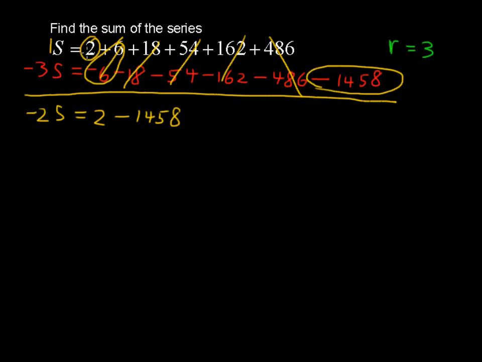It's going to be that first term, and then multiplied by whatever your multiplier is here, times the last term. So in this case, negative 1,458. So 2s, negative 2s, equals 2 minus, so we have a negative 1,456. Now all we have to do is divide each side by the coefficient, by negative 2, and in the end you get this series.